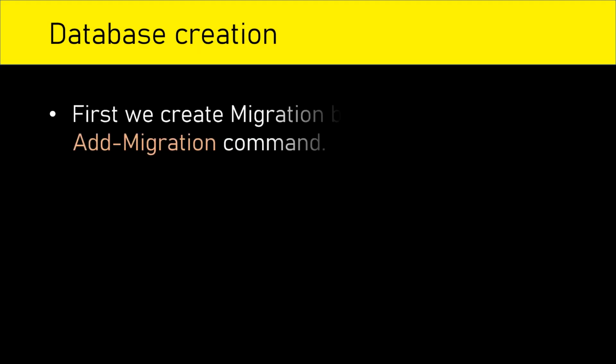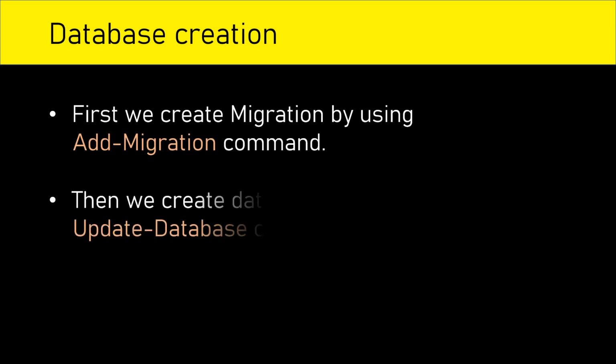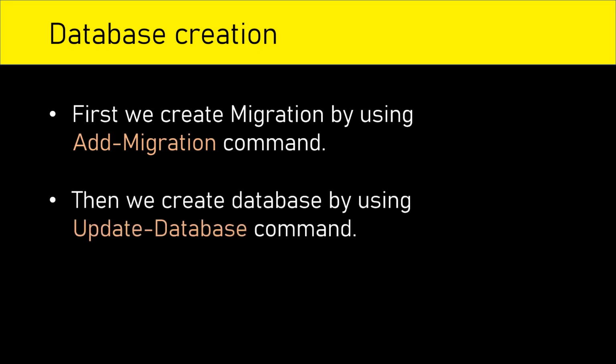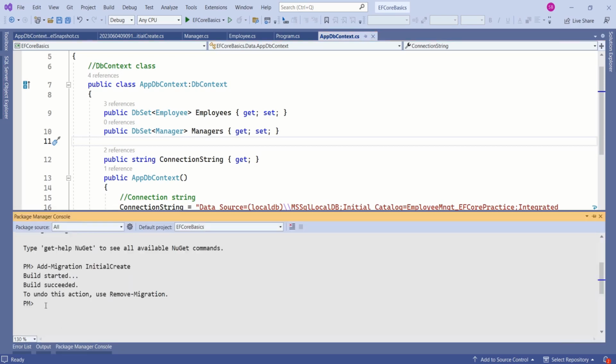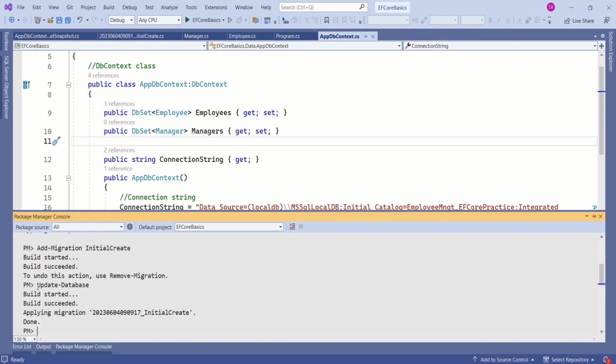As we discussed earlier, while creating a database, first we execute the add migration command, then we execute the update database command. Let's again open package manager console. This time we are going to execute the update database command. Okay, hit enter. See, after executing this update database command, again we have the message build started. If the build is succeeded, then this command has applied the migration with this name.